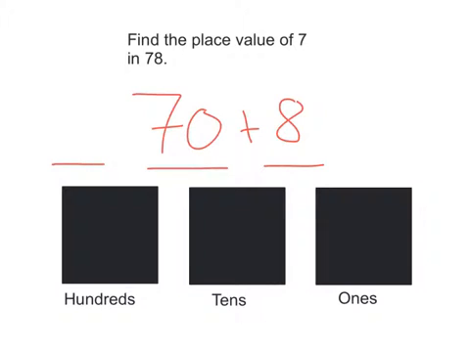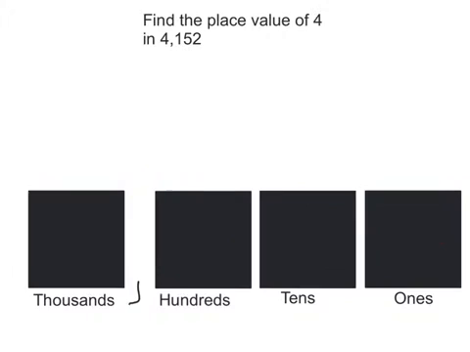So we can go ahead and just put these into their respective places. So we're going to have an 8 into the ones column, and then we're going to have 7 in the tens column, and then we're going to have a 0 in the hundreds. So we can say, when it says find the place value of 7 in 78, the 7 is in the tens place value.